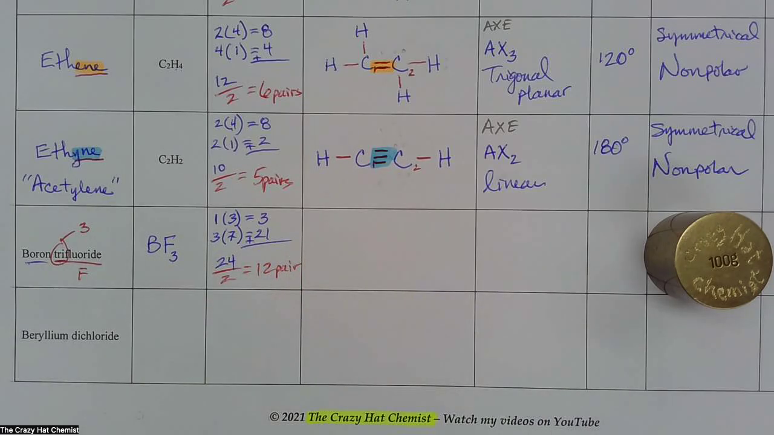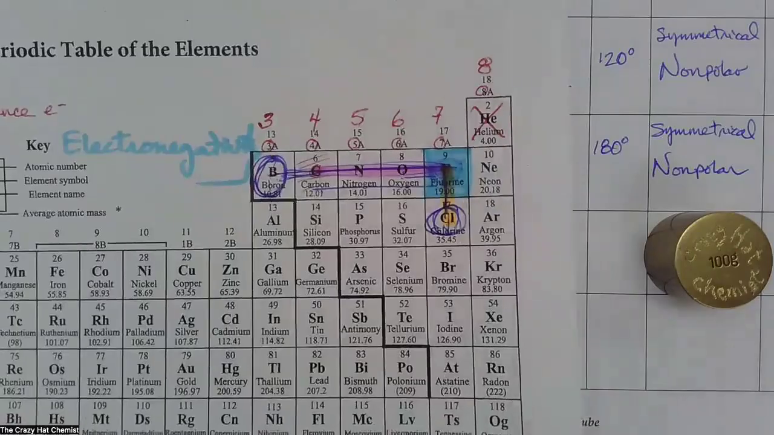Which element goes in the middle? It's either the boron or the fluorine. And it's the least electronegative element that goes in the middle.